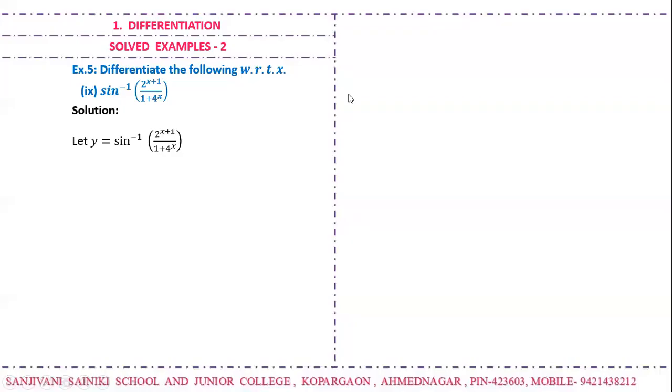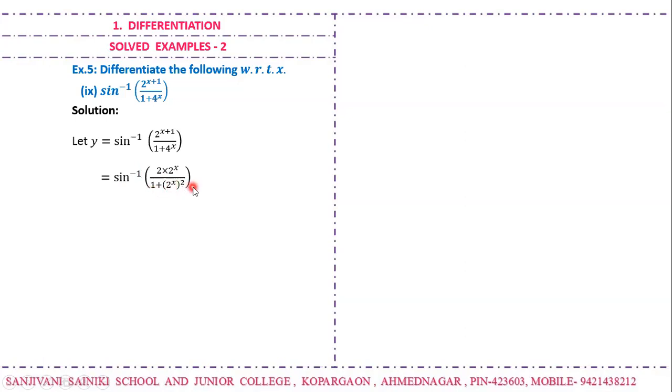Next example: sin inverse of 2 raised to x plus 1 upon 1 plus 4 raised to x. So let y is equal to sin inverse of 2 raised to x plus 1 upon 1 plus 4 raised to x. Now what we will do here, this 2 raised to x plus 1, using laws of indices, I will write it as 2 times 2 raised to x. And this 4 I will write as 2 square. So what we get is sin inverse of 2 into 2 raised to x upon 1 plus 2 raised to x, whole square.